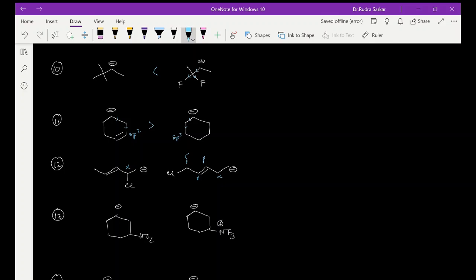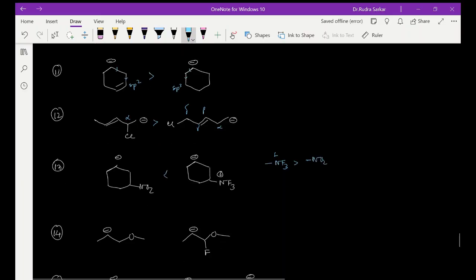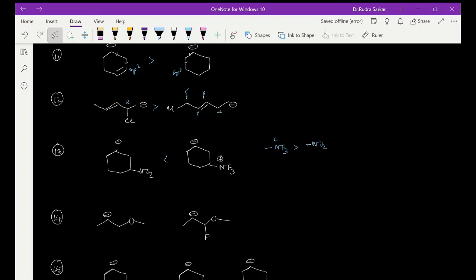So in the delta position the chlorine inductive effect is very less, because inductive effect operates only till 3 carbons. So over here we will say when chlorine is joined to the alpha carbon, that will be showing more carbanion stability than when it is joined to the delta carbon. Out here among NO2 and NF3, obviously NF3 plus is having more minus I effect than NO2, and hence this will be stabilizing the carbanion more than the NO2.